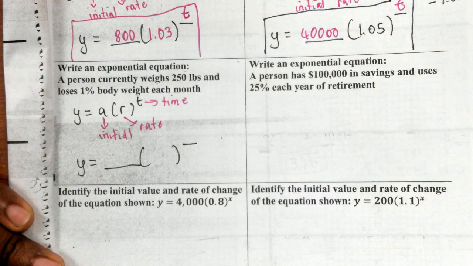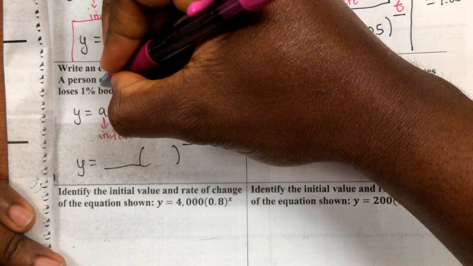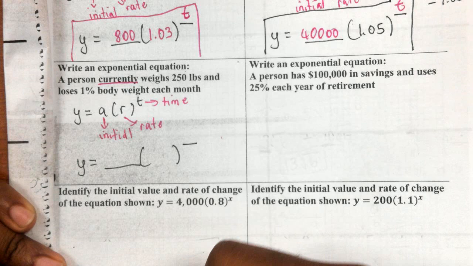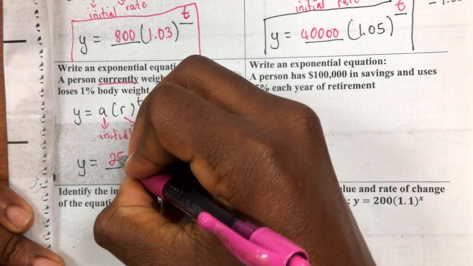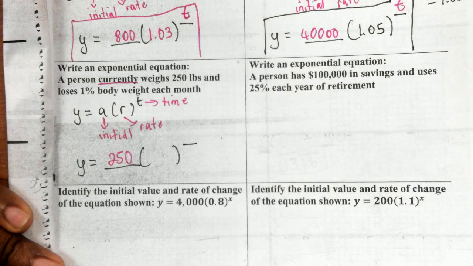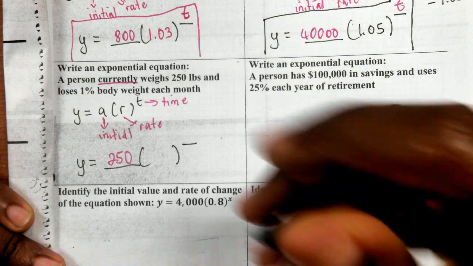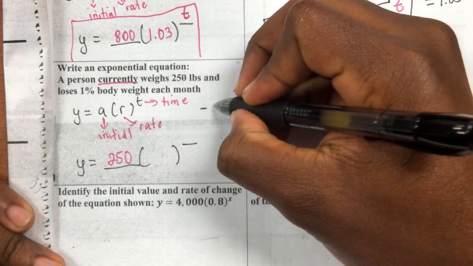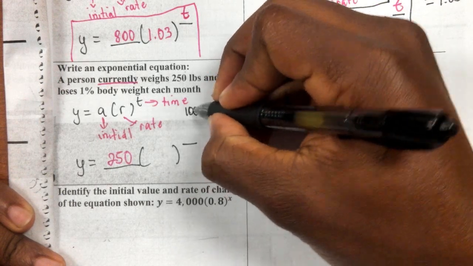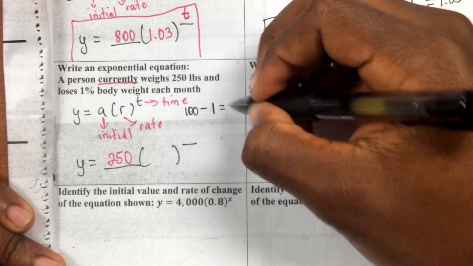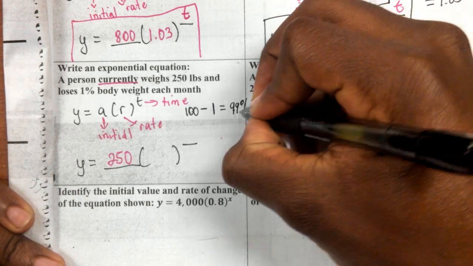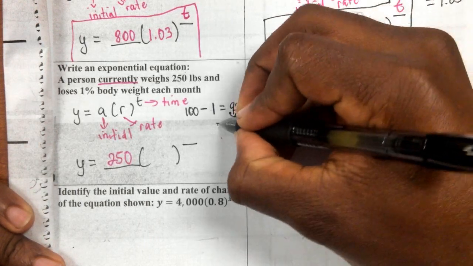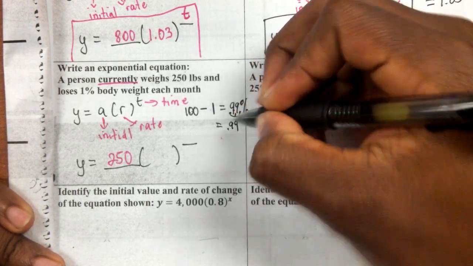So it says a person currently weighs 250. That word currently is another name that means initial, because that's what's happening right now. So the 250 is your initial. They're losing 1%, so that means I'm going to subtract 1% from 100. 100 minus 1 is 99, but it's a percentage. So I'm going to move the point right here 2 times to the left, and I'll get 0.99. All right?